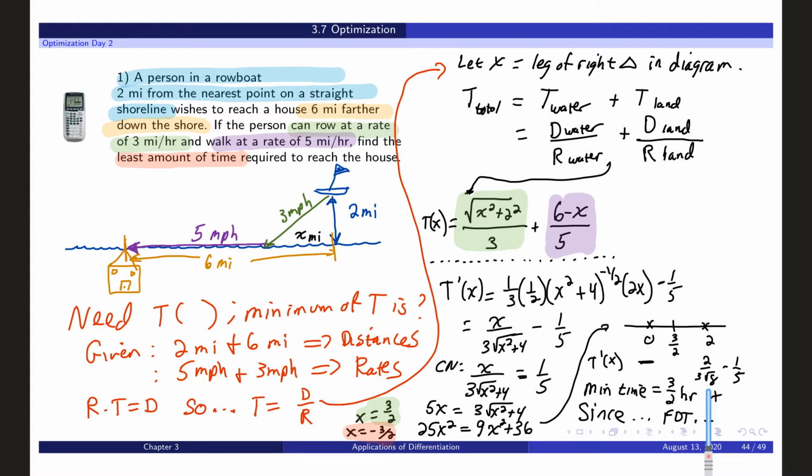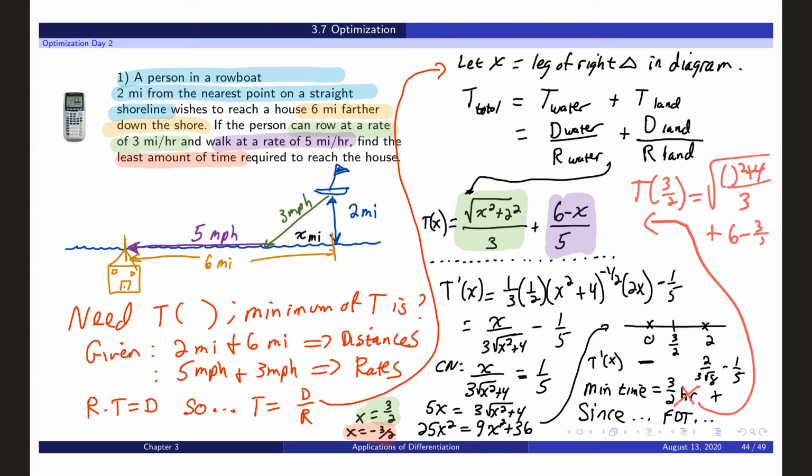I solved for x, which means now I have a mistake, so I'm going to need to fix this. This is not 3/2 of an hour. This is 3/2 x is a mile, 3/2 of a mile. So I would take and plug 3/2 into the time function up here, and the time at 3/2 is whatever you get when you plug in 3/2 to the two locations. And you have a calculator and you figure out what that is. So that's the first one.